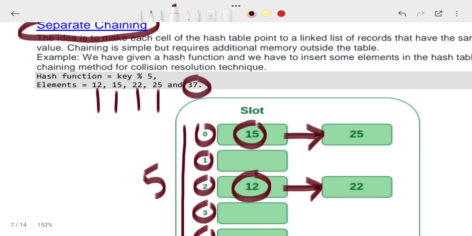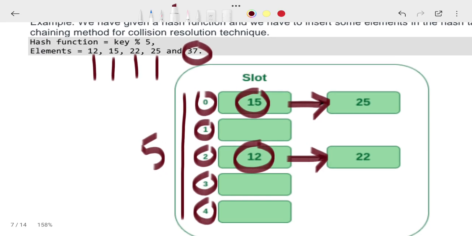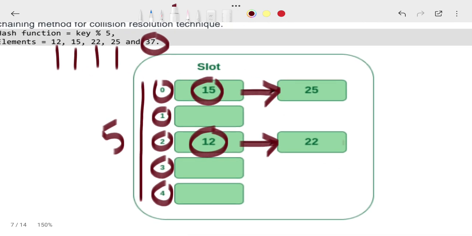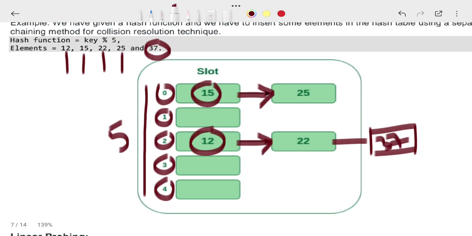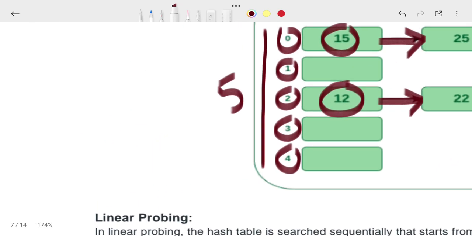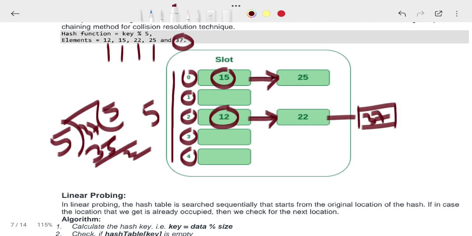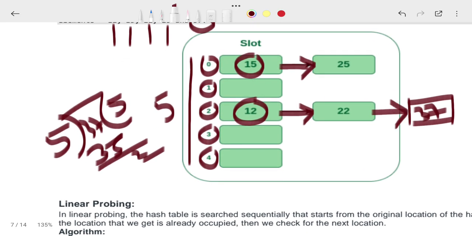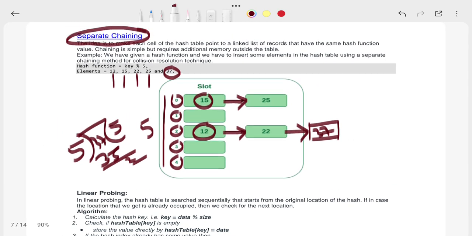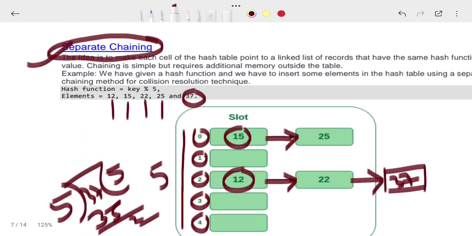Now 37: 5 7s are 35, 36, 37, so the remainder is 2, at index 2. I will place 37 here. You can see 37 divided by 5, 5 7s are 35, what is the remainder? 2. Remainder 2 means index 2, so not possible, so I will place it in the chain. This is the chaining method.